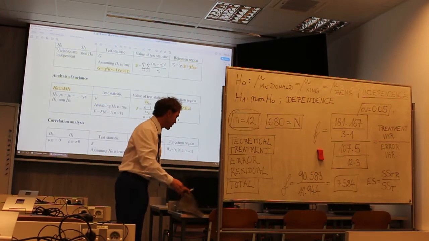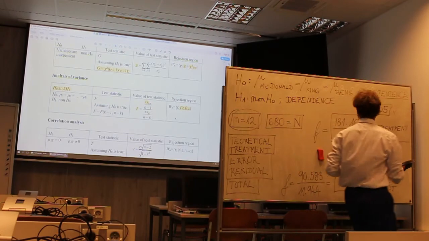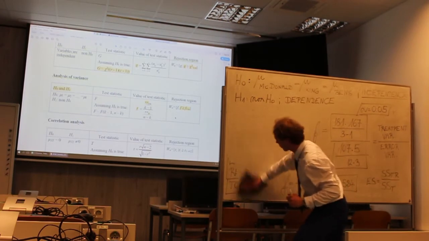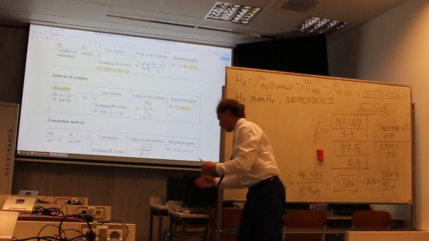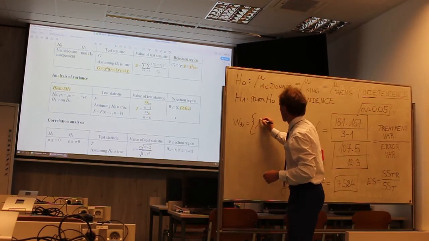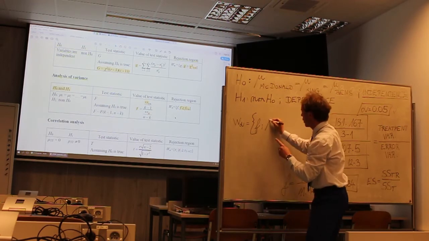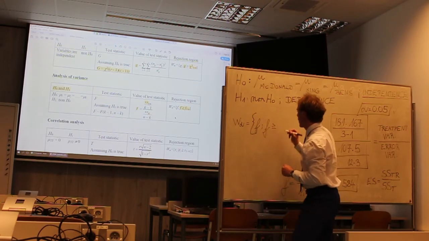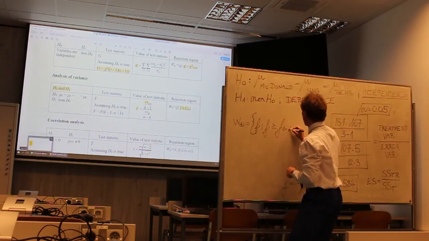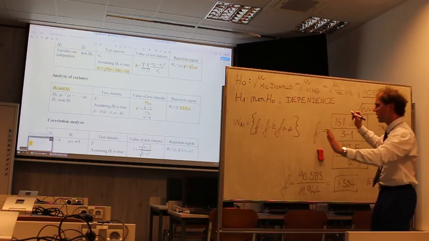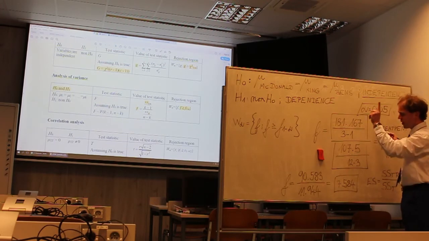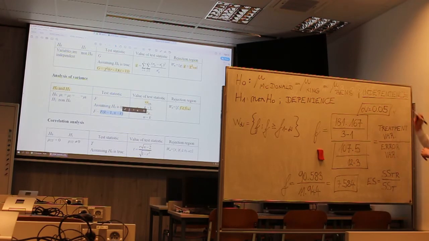hypothesis must be rejected. So I will rewrite this rejection region on the whiteboard. W alpha is equal to, for statistic F, if the value of the F statistic is higher than or equal to the F 1 minus alpha quantile from the tables, the zero hypothesis is rejected. We are using 5% alpha, the 5% significance level.